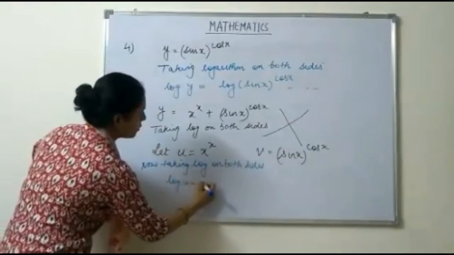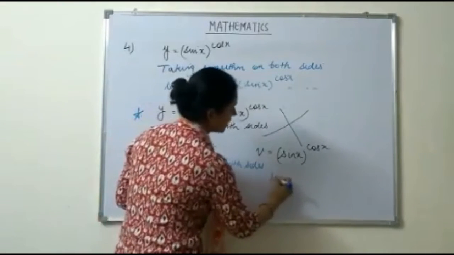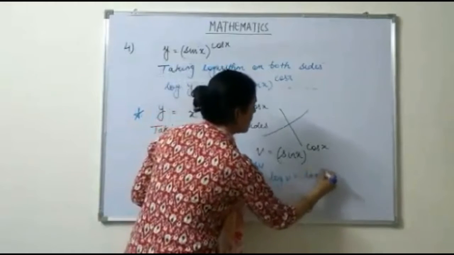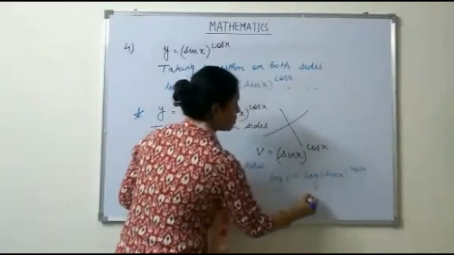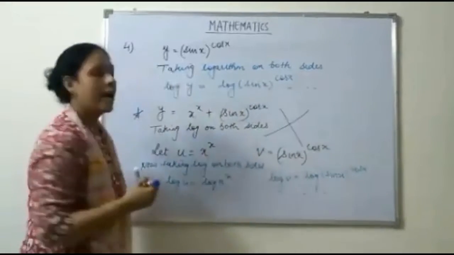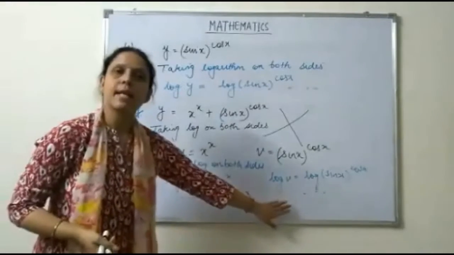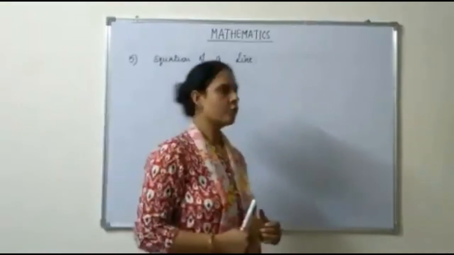log u is equal to log x to the power x. Similarly, here you will get log v is equal to log sin x to the power cos x. Then you solve these two separately and then you add the differentiation of both the sides and get your required answer.